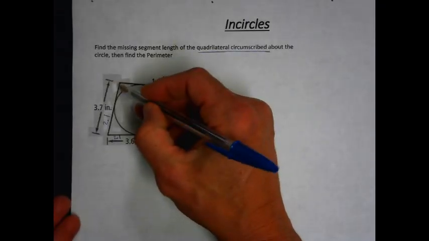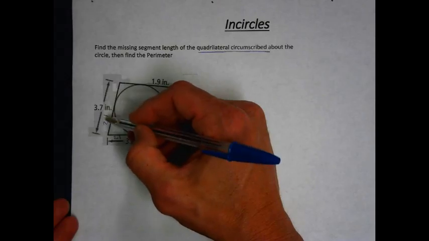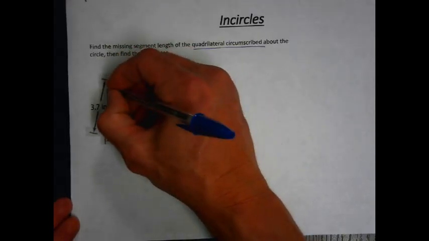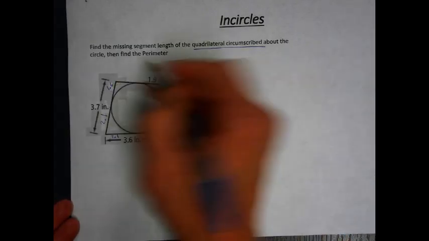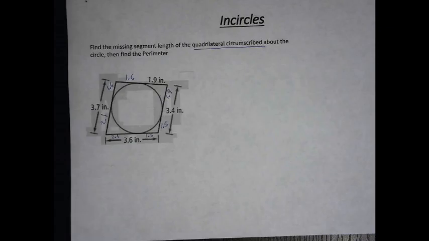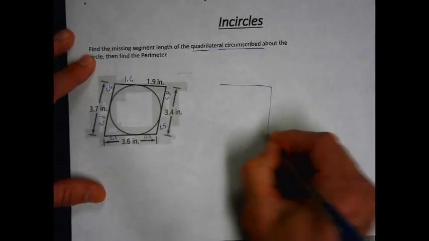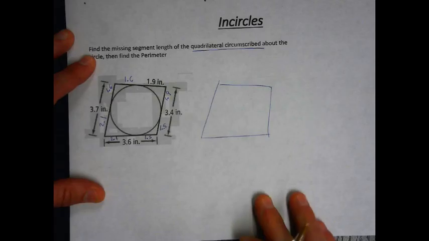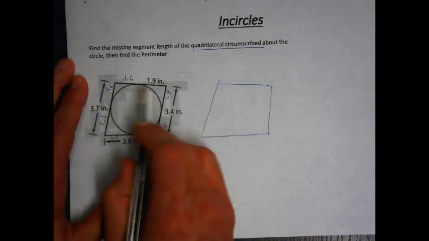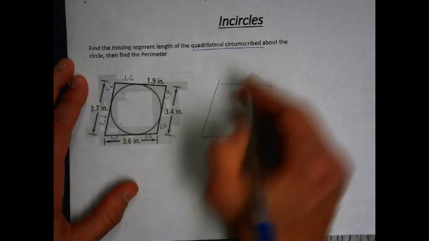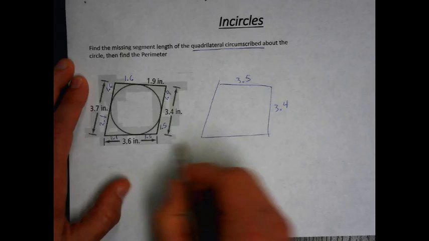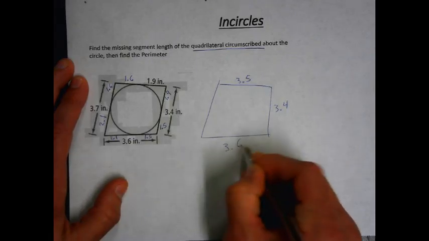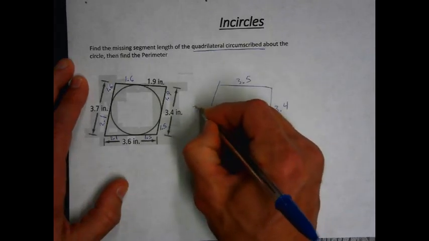Isn't that neat? And if that's 2.1 inches here, what are we missing for this little piece? We subtract 3.7 minus 2.1. Gives us 1.6. So this is 1.6 here. And if this is 1.6 here, this is 1.6 here. And now we can find our perimeter. So the entire perimeter of the quadrilateral. On the top part, what we didn't have is 1.6 and 1.9. That gives us 3.5. On the right-hand side, we have that from the beginning, 3.4. On the bottom, we had that from the beginning, 3.6. On the side, we had that from the beginning, 3.7.